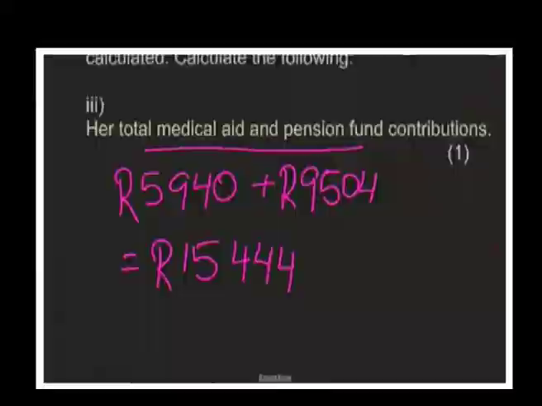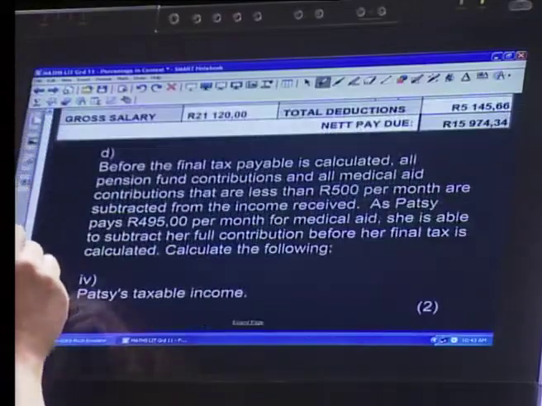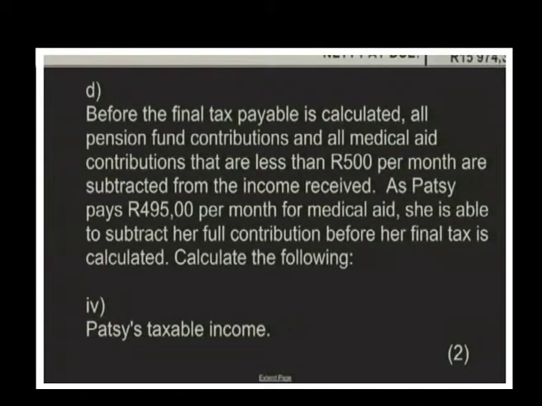It was an easy calculation. We had done all the work. Let's move on and see what the next part of the question asks us. Patsy's taxable income. So how are we going to work out her taxable income?